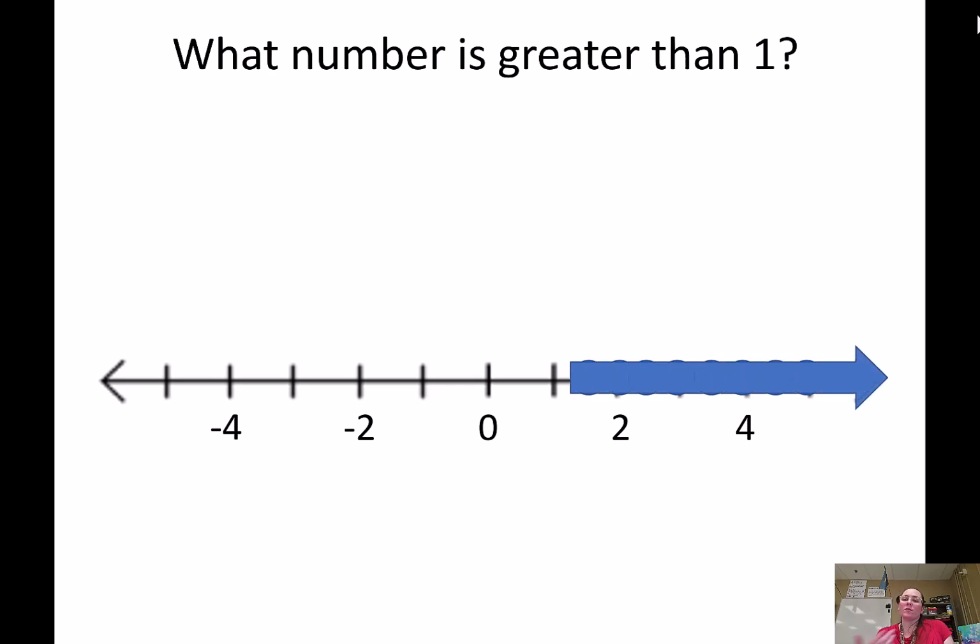Now, the only number we really can't have is 1. 1 is not greater than itself. So we have a special way of denoting the number that we can be larger than, because we can get really, really close to that number, but we're never going to actually touch that number.